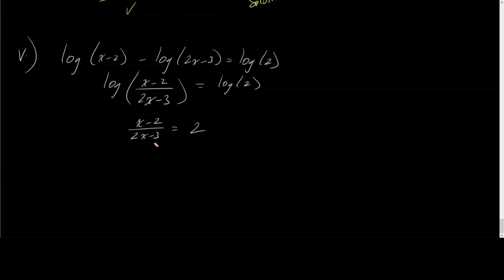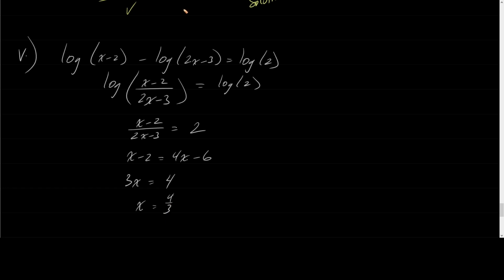Multiply both sides by 2x minus 3, so x minus 2 is equal to 4x minus 6, right? I just distributed. 2x times 2 is 4x, negative 3 times 2 is negative 6. Put all the x's on the same side, all the non-x's on the other side, so I end up with 3x is equal to, so I did move the x that way, 3x, move the negative 6 this way, so it's plus 6, so I end up with 4. Therefore, x is equal to 4/3.